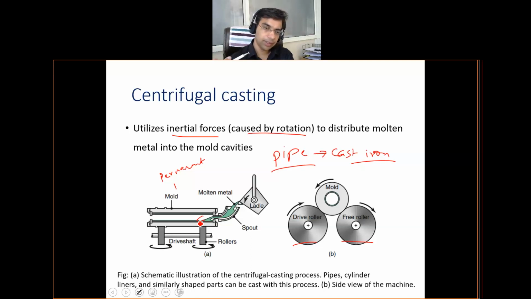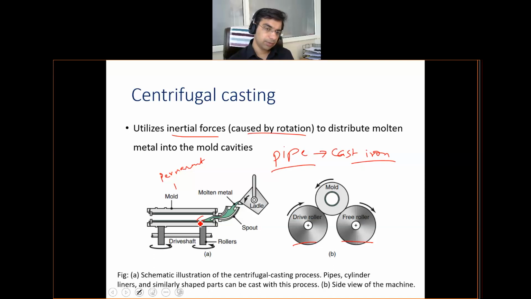Because of the inertial forces, the molten material will be pushed towards the sides of the mold. It experiences the centrifugal force, so it gets pushed towards the side of the mold. The side of the mold is basically a pattern in this case, for example, the shape of a pipe. Then you continuously rotate it and allow it to solidify. This will create a pipe shaped object which can later be removed.